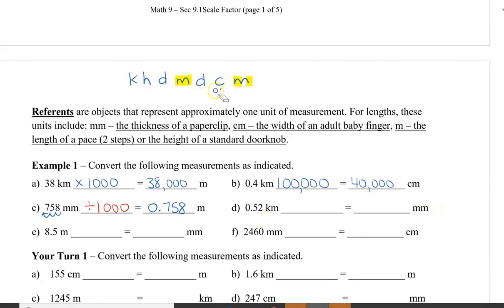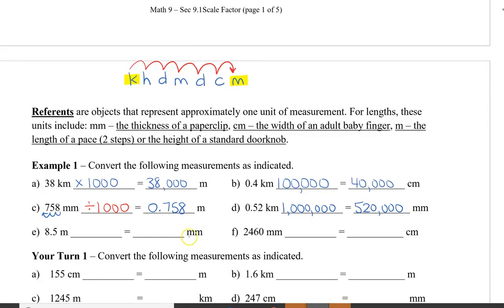Okay, next we have 0.52 kilometers, and we want to change to millimeters. So let's erase what I've written here, erase the highlights, and we'll put this back in. So this is meter, and this was millimeter. Kilometers is here. We want to go to millimeters, which is way at the end. So we're going to go 1, 2, 3, 4, 5, 6. So we want to multiply 0.52 kilometers by 1 with 6 zeros, so a million. When we do that, we get 520,000.